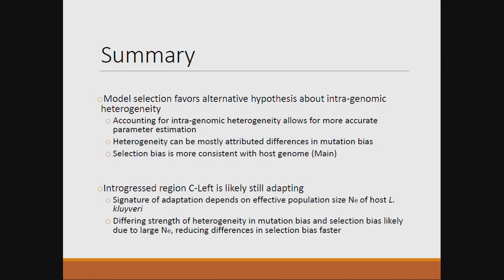And so let me just wrap things up and say, okay, we have tested two hypotheses about the variation in that genome. We saw that taking that variation into account matters, and we get more reliable, better estimates of the parameters we're interested in. We can attribute most of the heterogeneity we see at this point in time to mutation bias, and the difference in selection bias seems to decay faster.